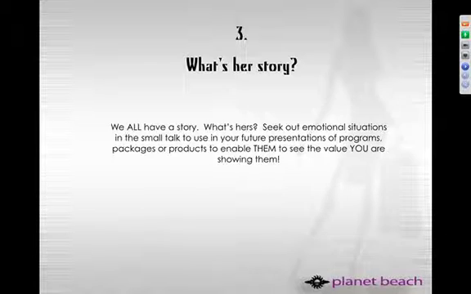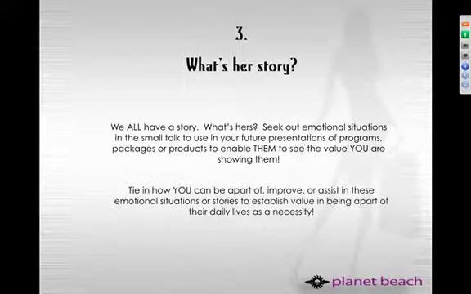So if your staff isn't skilled in understanding how to answer those questions and do that, first of all, then you need to stop where we're at right now and revert back all the way to that first slide to staffing. Because you can't train on all these things and burn yourself out on somebody who's not getting it. Tie in how you can be a part of, improve, or assist in these emotional situations or stories to establish value in being a part of their daily lives as a necessity, as we've just discussed.